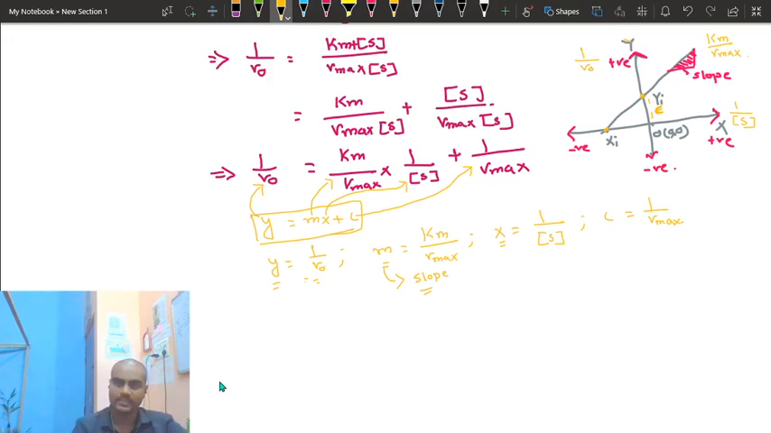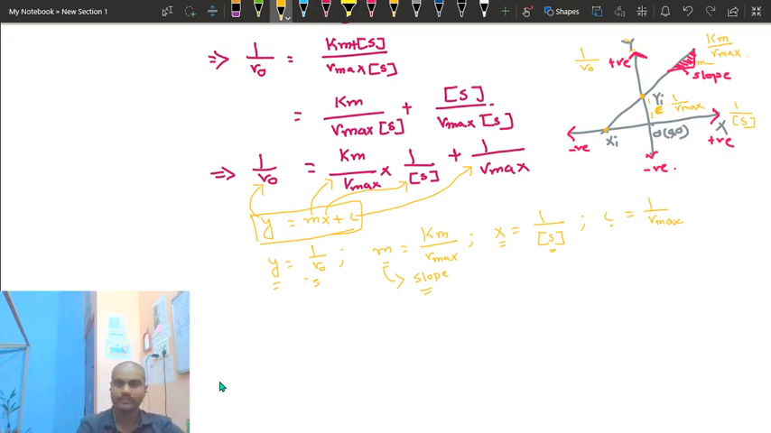Now our next work is to find out the value of the y-axis intercept and the value of the x-axis intercept. You can see right now we have the value of y, that is 1 by v0, and we also have the value of x, that is 1 by s, and we also have the value of c, that is 1 by vmax. So the value of c will be 1 by vmax, right? And we also have the value of m, that is the slope, which is km by vmax. So this will be the value of m. Okay. Now what do we have to find out? We have to find out the value of the y-axis intercept and the value of the x-axis intercept.